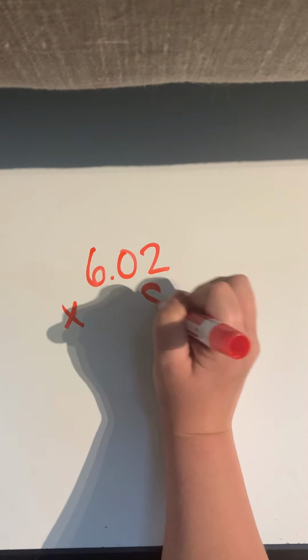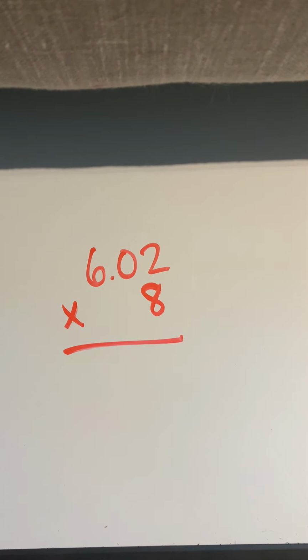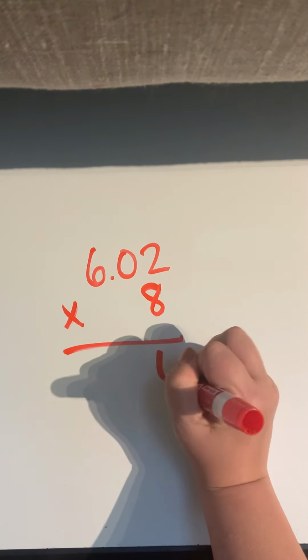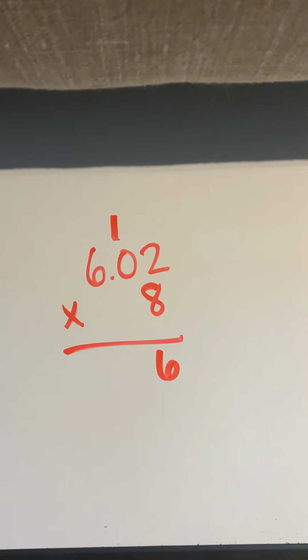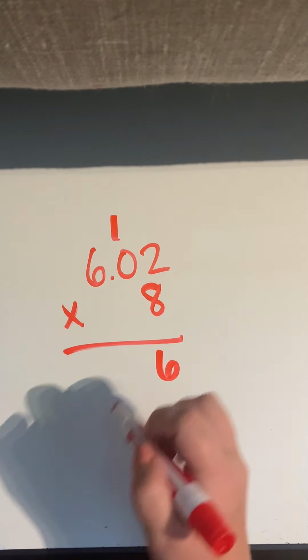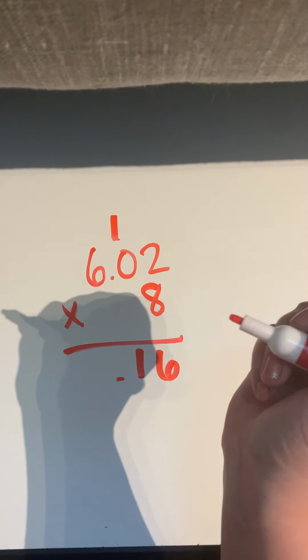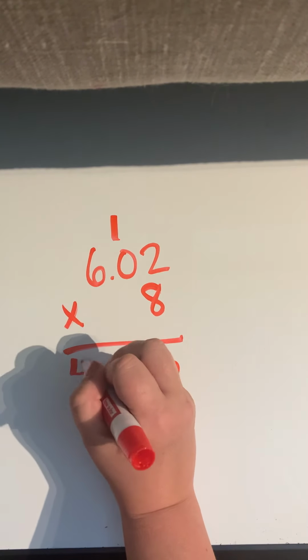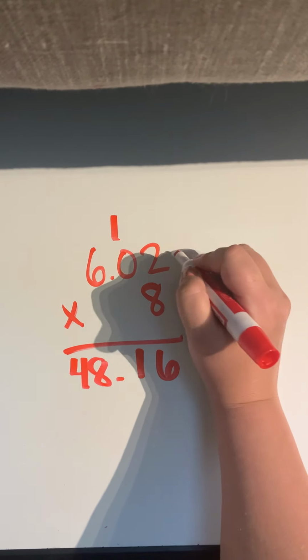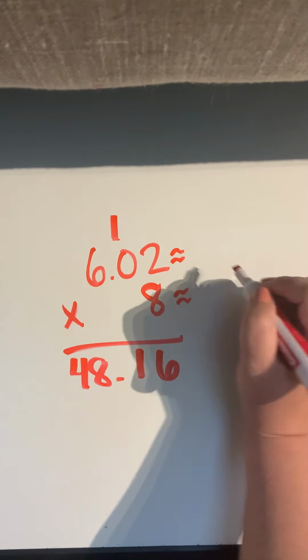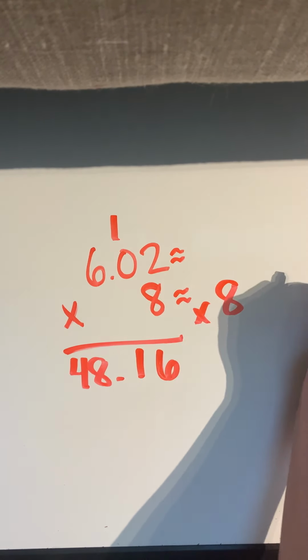Oh, all right, now we're going to multiply 8. All right, 8 times 2 is 16. And then 8 times 0 is 0 plus my 1. Bring down my decimal. And 6 times 8 is 48. And I'm going to estimate, not to be confused with round. I already know that's going to be the same.